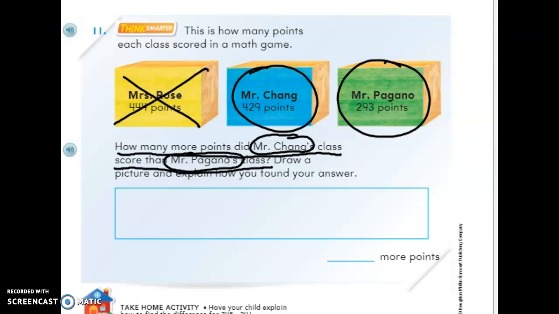Mr. Chang's class scored more points. So we have to figure out how many more points. When we're figuring out how many more and we're comparing two numbers like that, we need to subtract. So the bigger number's on top, 429 minus 293.